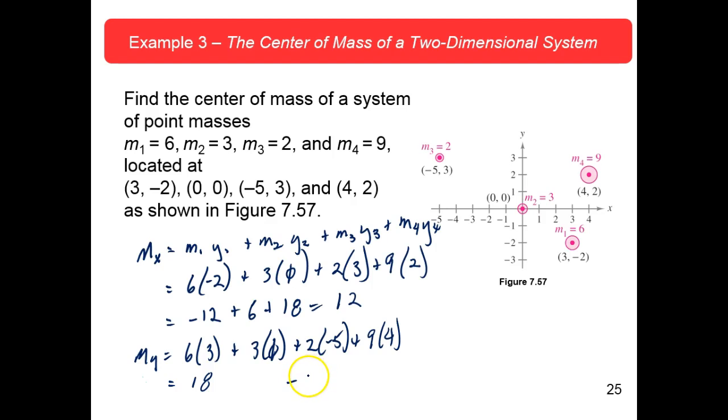Okay, 18 minus 10 plus 36. 18 and 36 is 54, minus 10 would be 44. Okay. What else do we need?